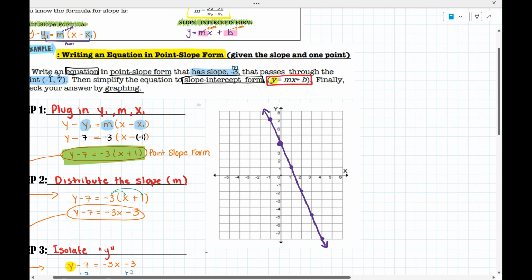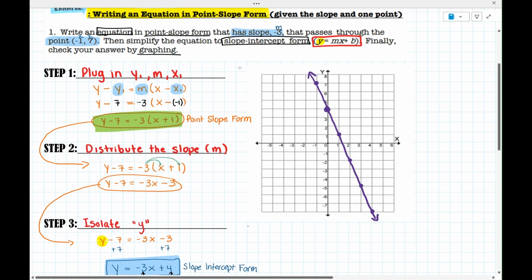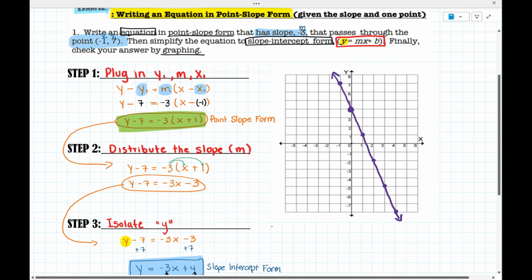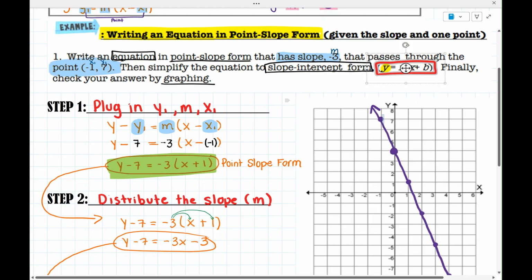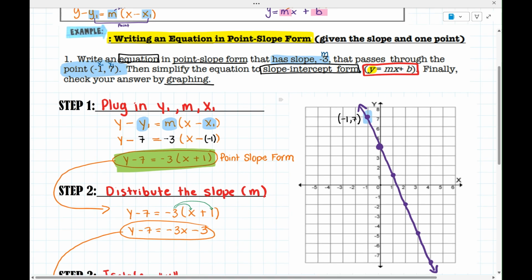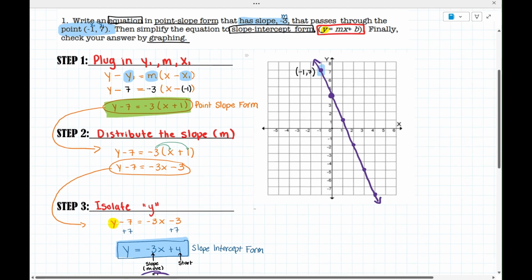And then I'm just going to check that it has a slope of negative 3. It does. It goes down 3 times to the right once. And it is going to have to go through that point that was given in the problem, which is negative 1 and 7. So I'm going to go ahead and highlight that point on my line to verify that it did go through that point. And there we go. We started with point slope form. We converted that to slope intercept form.